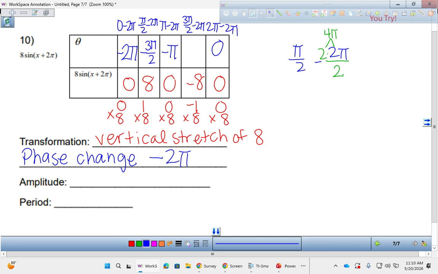And then same thing with the other one. 3 pi over 2 minus 2 pi. I've got to give this a denominator of 2, which means I've got to give this a numerator of 2. So this becomes 4 pi. So it's 3 minus 4. Negative 1 pi over 2. Or negative pi over 2.